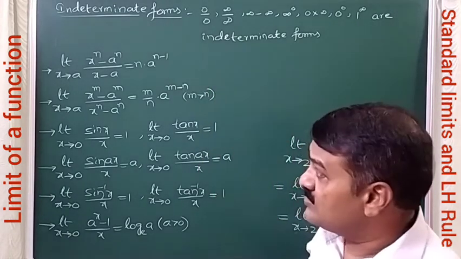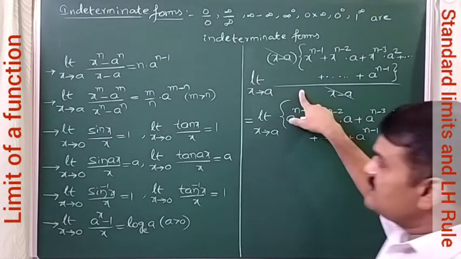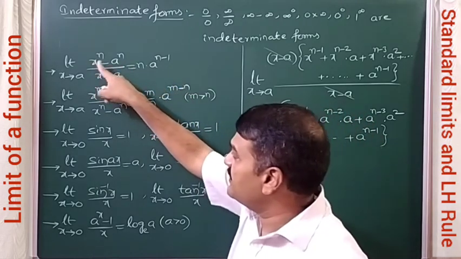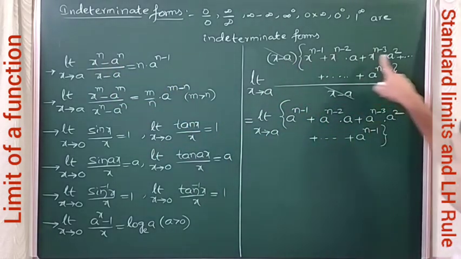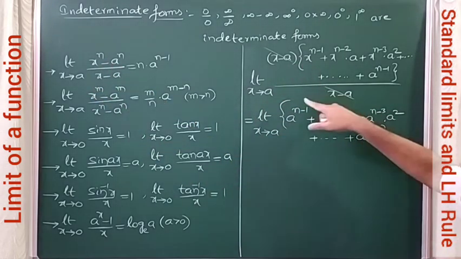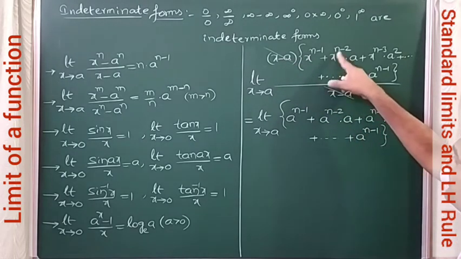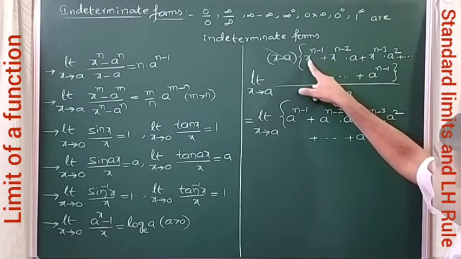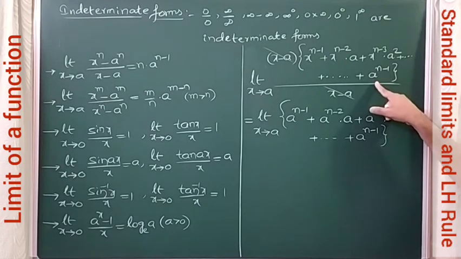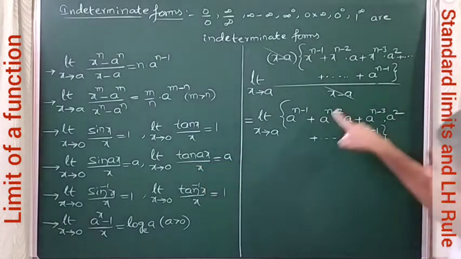So how do we get this? Let us see the process to get the proof of this limit. See, x power n minus a power n, you can factorize like this. x power n minus a power n can be expressed as x minus a into x power n minus 1 plus x power n minus 2 into a, and so on. The index of x will be decreasing and the index of a will be increasing like this. So this is the factorization process of the numerator. The denominator you can keep as is.